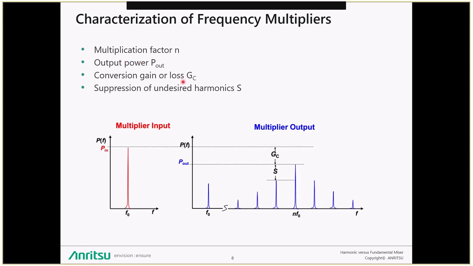Then we also have the output power. In the previous slide, I said that this nonlinear device will usually give us a lot of frequency components, and all of them will be of lower output power. So this output power will usually be lower than the input power. So we'll have a conversion loss that will also define our nonlinear device. And then if we use some kind of filtering at the end of our mixing process, we can somehow suppress these undesired harmonics, these other frequency components that we don't want to use. So this is another characteristic of our nonlinear device.